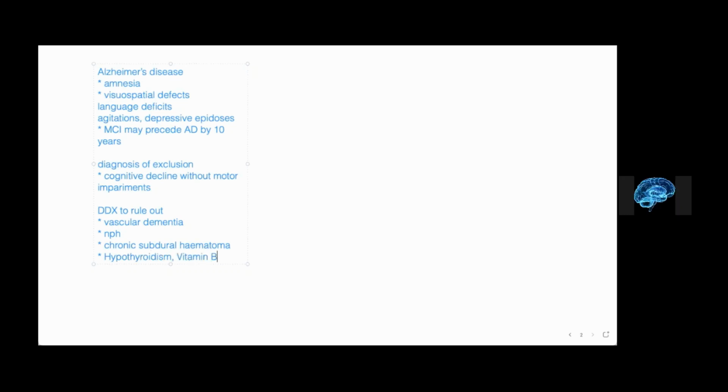And also your vitamin B12. Neuro. Okay. And that's pretty much it about diagnosis. And we'll probably move on to treatment.